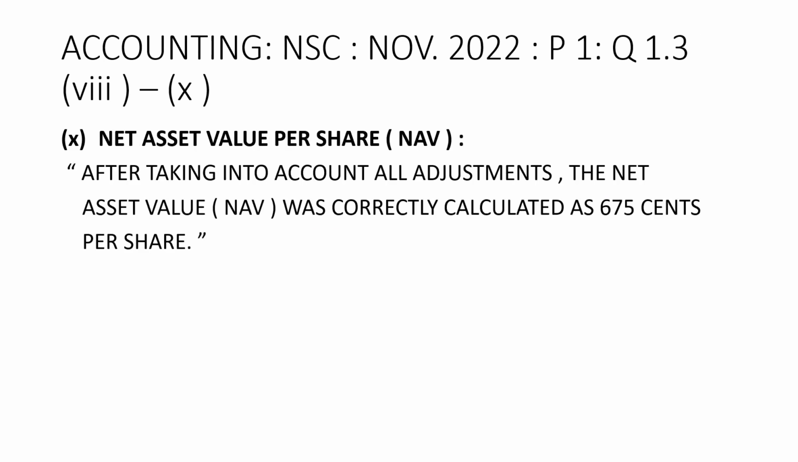Let us now proceed to the final adjustment number 10. And interestingly enough, they've given us an adjustment for net asset value per share. They say, after taking into account all adjustments, the net asset value per share was correctly calculated as 675 cents per share. Now, why have they given us this information.